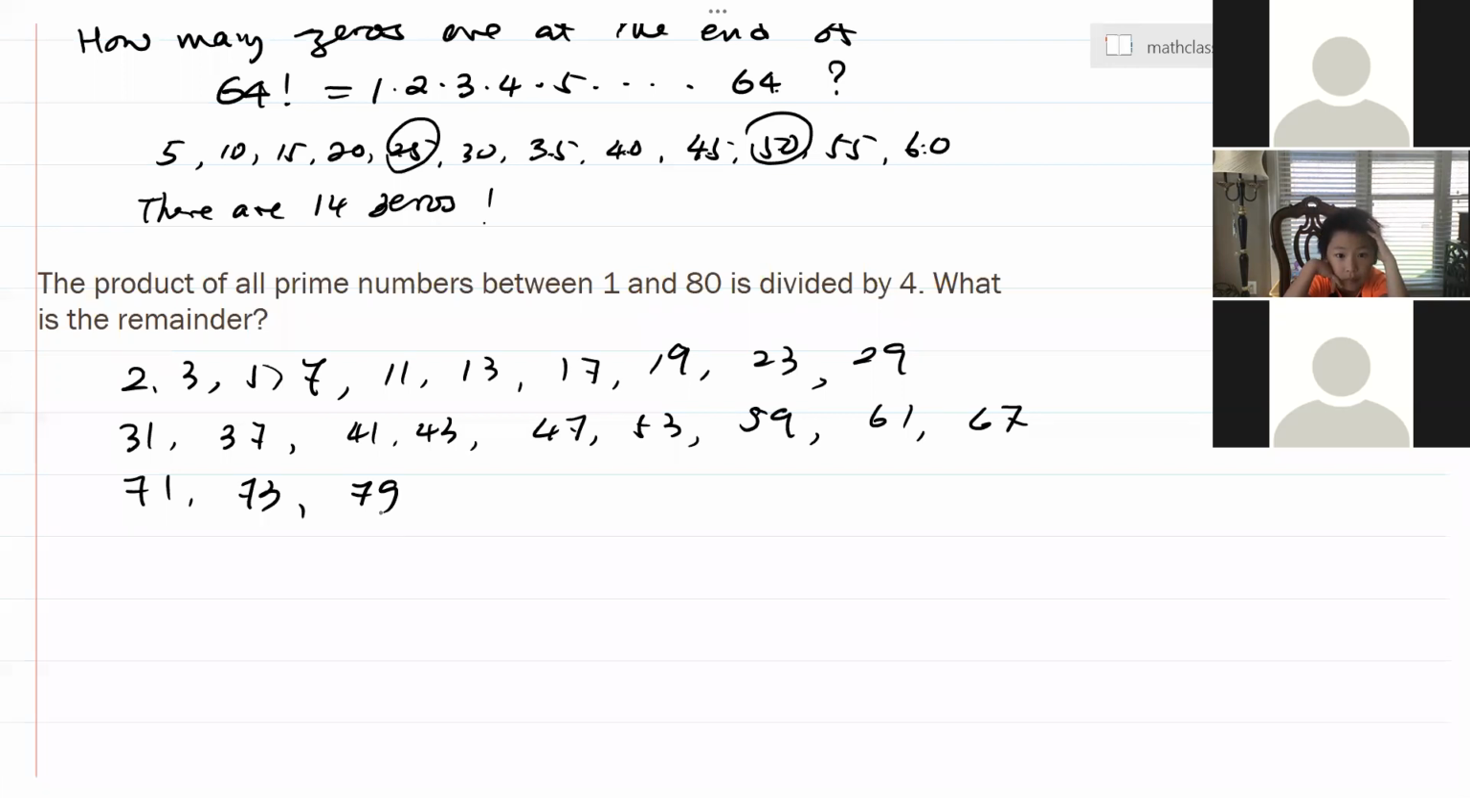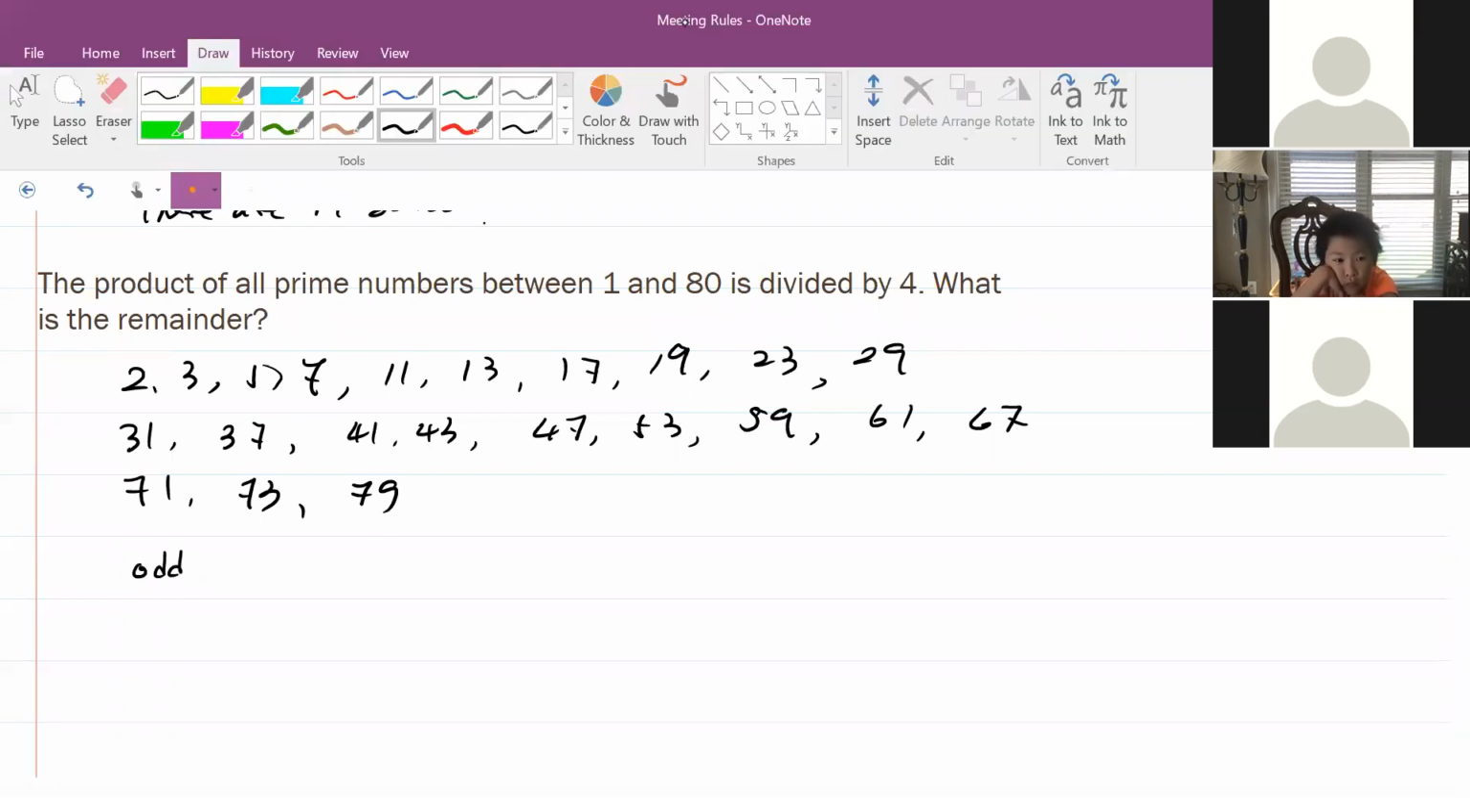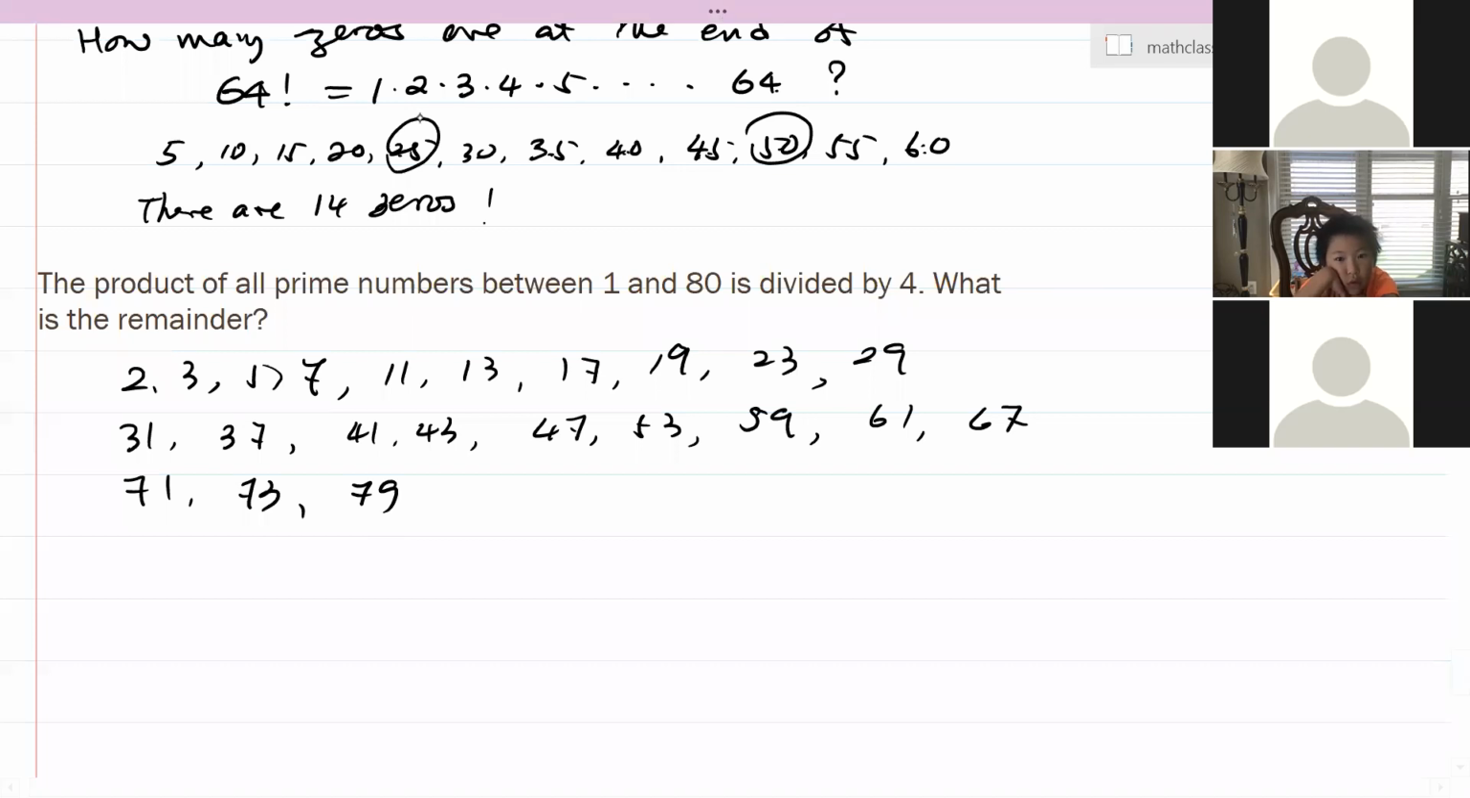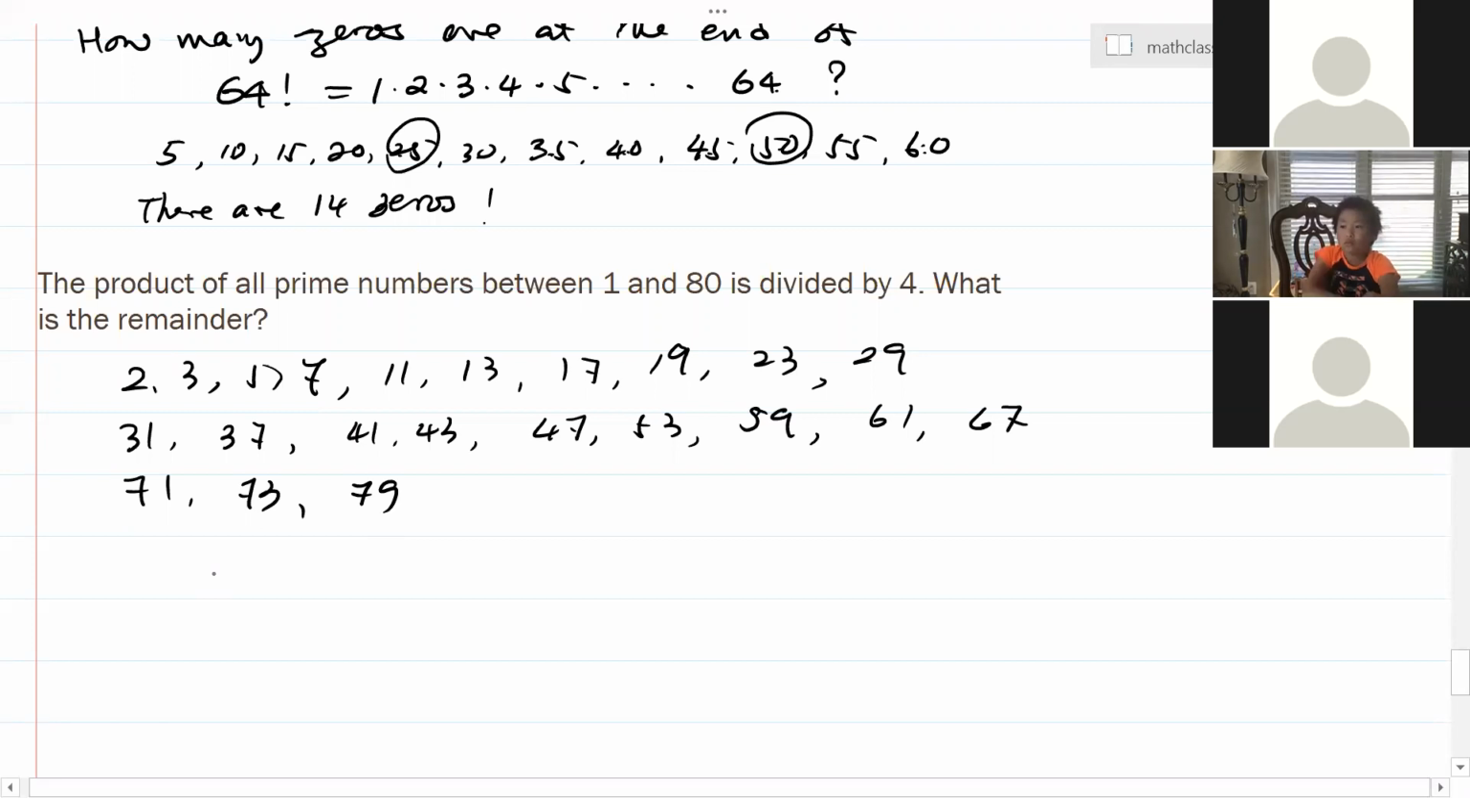Okay, so let's take a look at what happens when a number is divided by 4. What can you get? Let me explain this way. All the numbers can be written in the form of a multiple of 4, let's call it 4k, then plus 1, then plus 2, then plus 3, right?